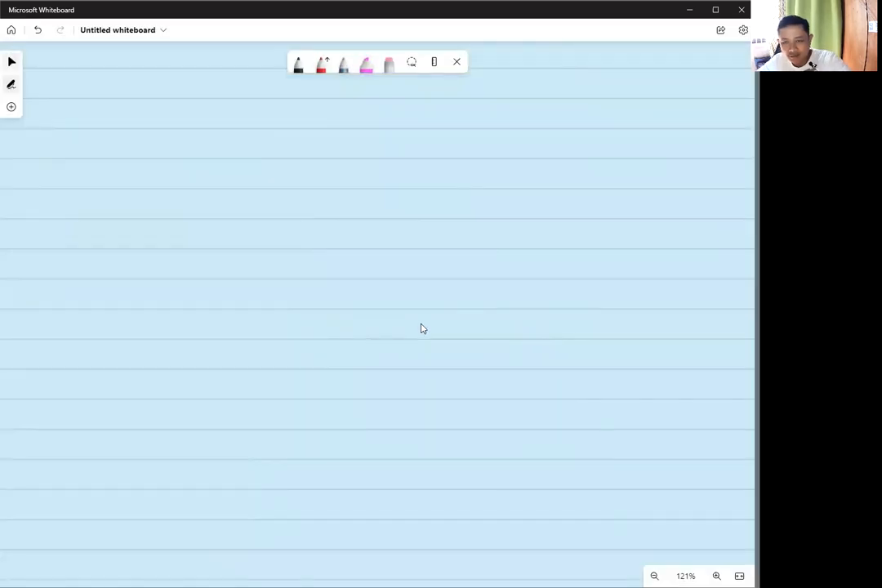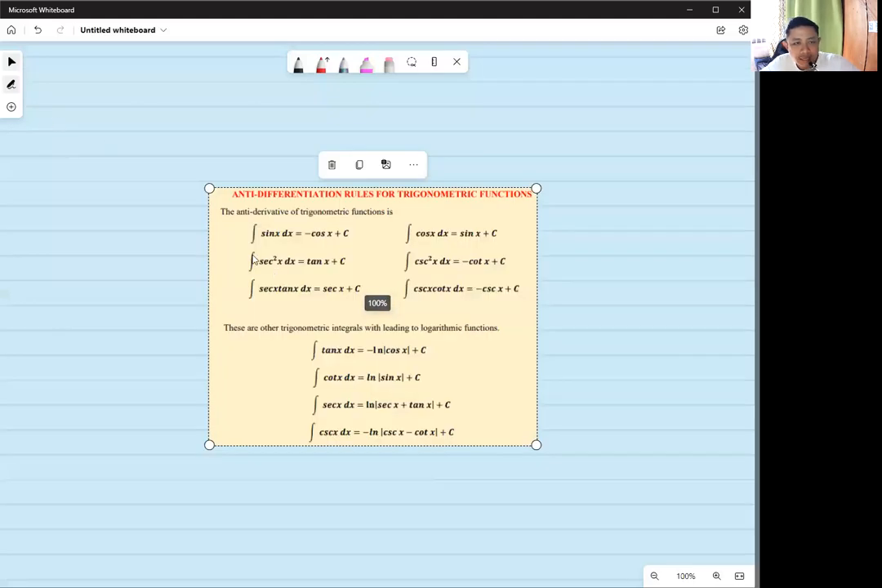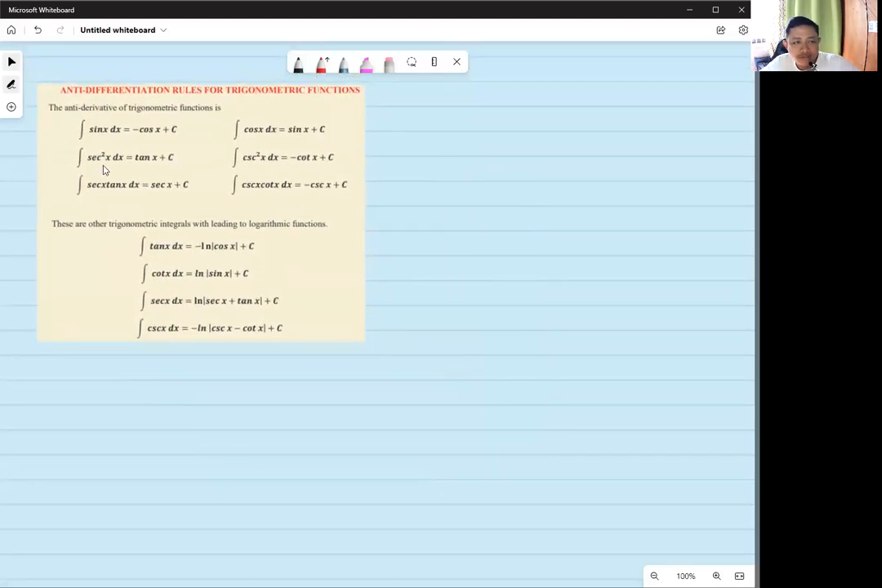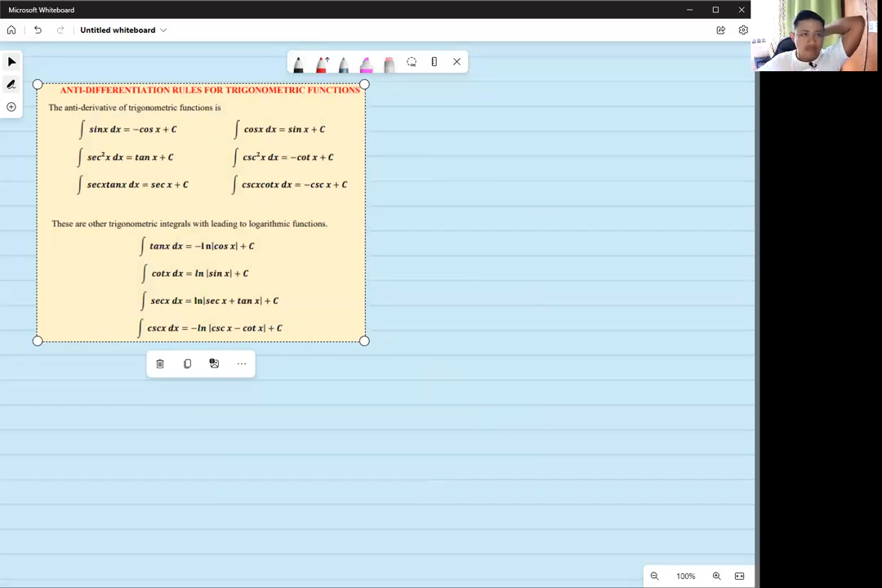Finally, the last for this introduction to anti-differentiation. We have the anti-differentiation rules for trigonometric functions. This is even easier. This is just actually the reverse of your differentiation rules. It's even easier because you just rewrite it. Let's not prolong this, let's have this example.